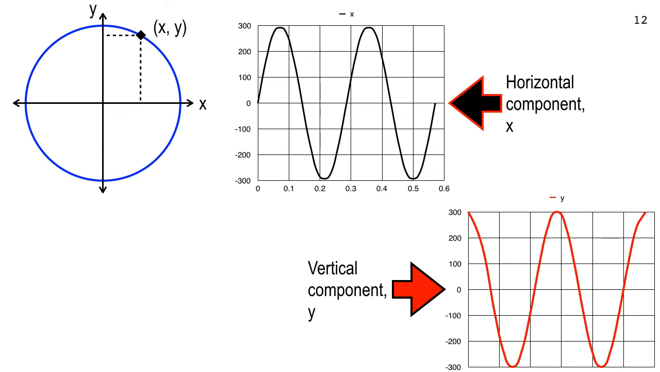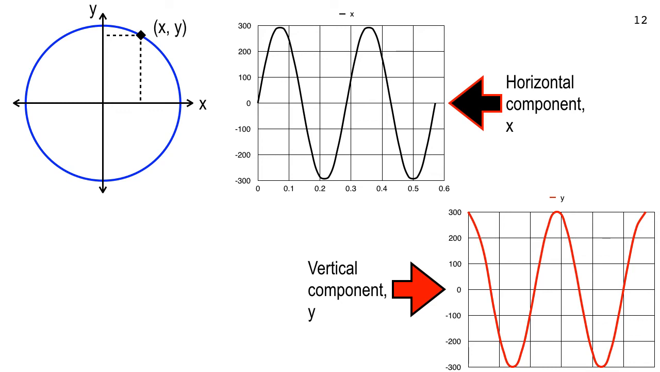Now, over here, the Y component starts at 300, and it goes to 0 right here. So that's when it's crossing the horizontal axis. And then here it is at negative 300. So here's negative 300 on the Y axis, and here's positive 300 up here.